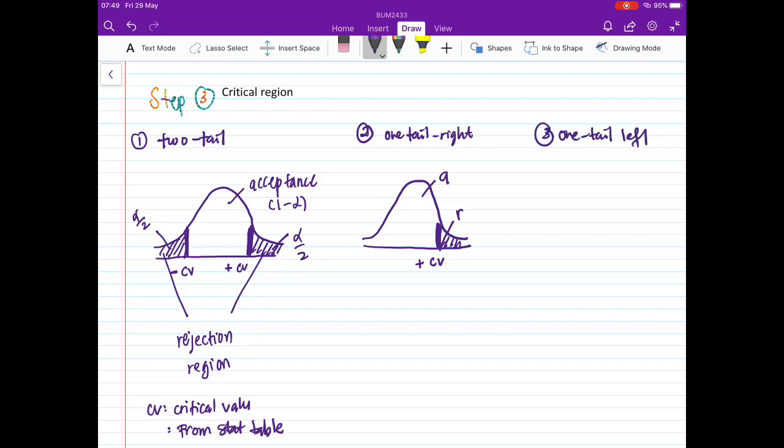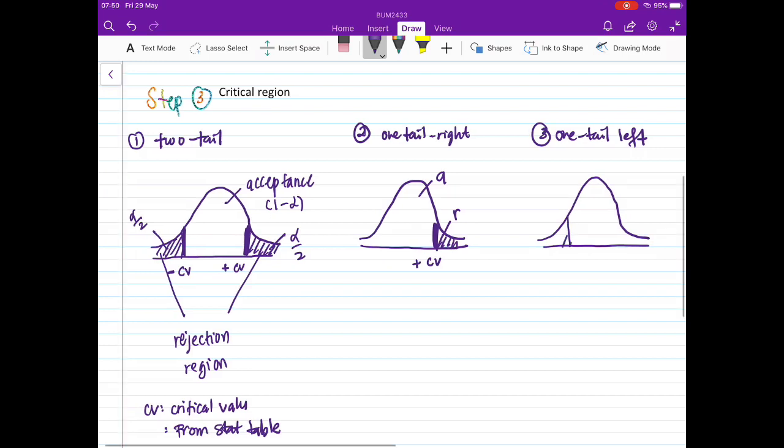One tail left. For one tail left, you have a normal distribution. Why normal distribution? Because of continuous data. The shaded region is on the left. This one is your acceptance region. This one is your rejection region. This is the critical value. So when you have one tail left, the critical value must have a negative sign. Note that this critical value can be found from the stat table.